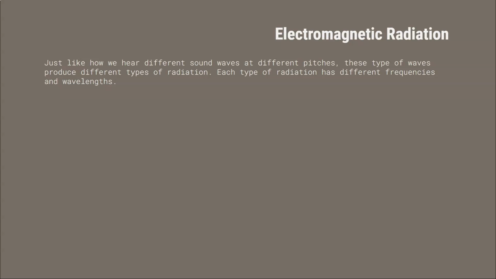Just like you hear sounds, so if you think about all the different sounds you hear in a day, maybe you heard a siren or a baby crying or someone shouting, those are created by sound waves that create different pitches. The EMR, or electromagnetic radiation, also has different types of wavelengths that are produced and produce different types of radiation. Each of these has different frequencies and wavelengths.